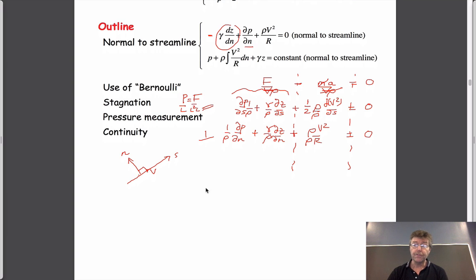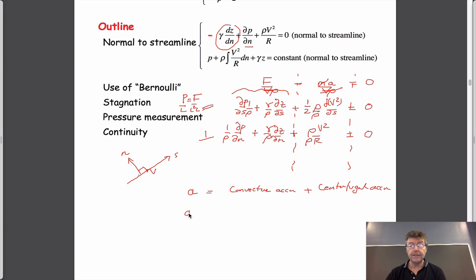And so what we can do with this is we could say that the acceleration that a particle sees is equal to its convective acceleration plus its centrifugal or centripetal.